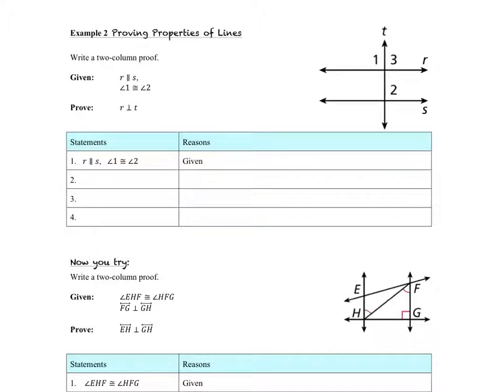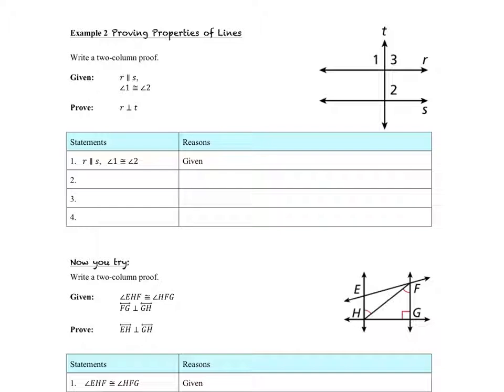And this is sort of the reverse of that. If you have two lines that are perpendicular to a line already, then these two lines must be parallel. So the shortened version, here's my arrow, so I know it's an if-then statement: if two lines are perpendicular to the same line, then those two lines must be parallel. Okay, let's look at a couple of proofs.